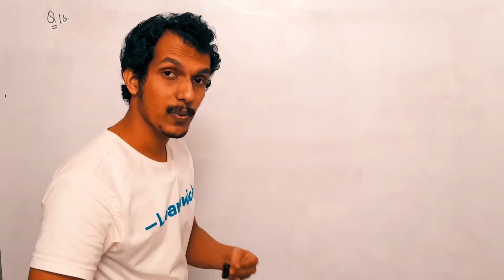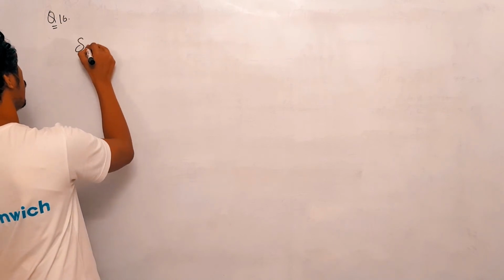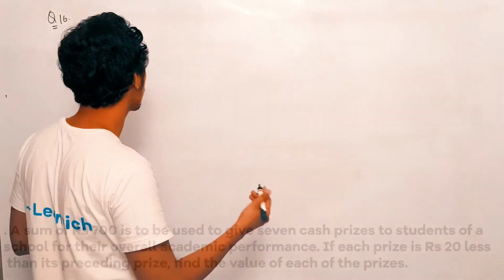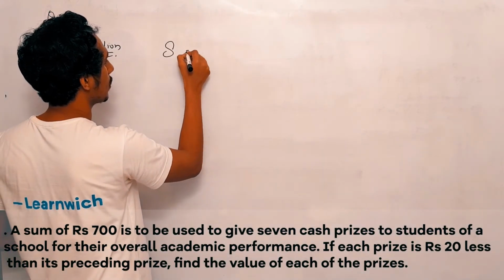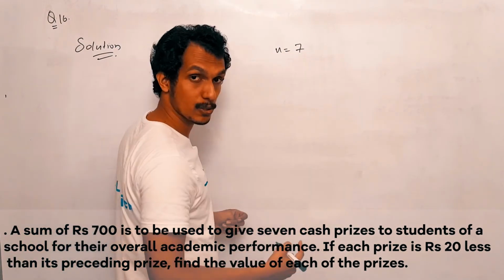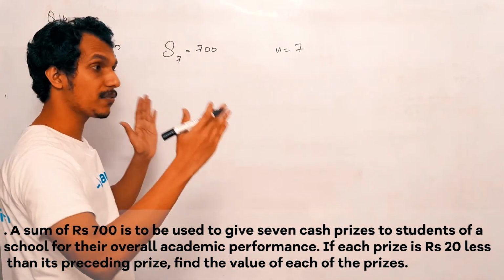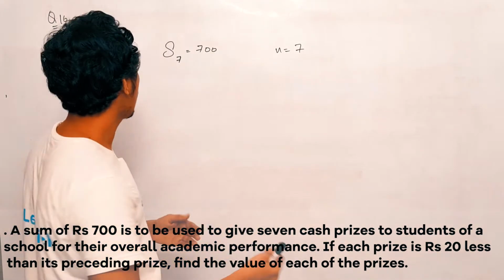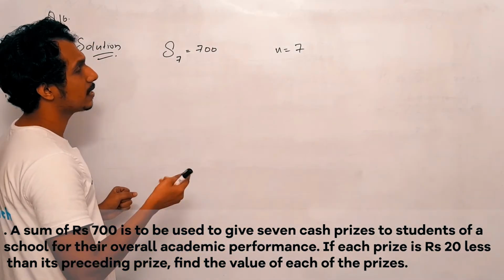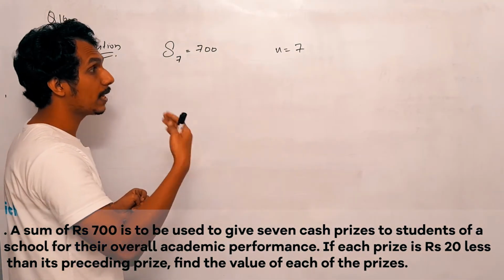What is it saying? A cash prize of rupees 700, so there is a total of 700. That is the sum of all prizes, 700. How many prizes are there? 7 prizes have to be given. So S7 is 700. Problem solved. A total of 700 rupees has to be given as cash prizes, and there are 7 different prizes. And it says each prize is 20 more than its predecessor.